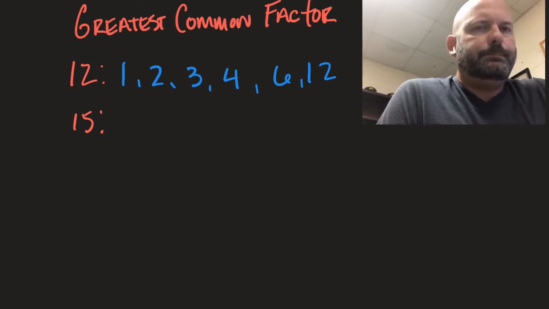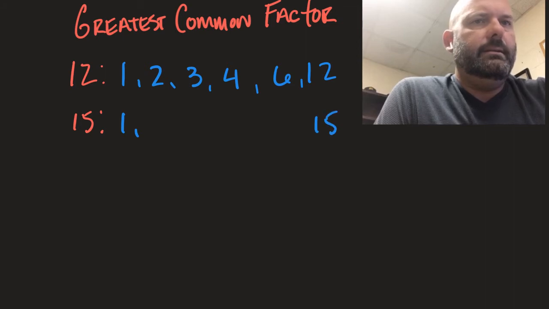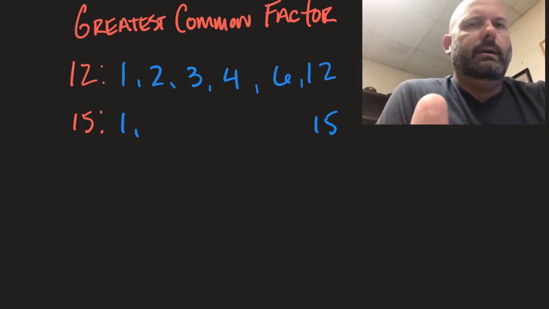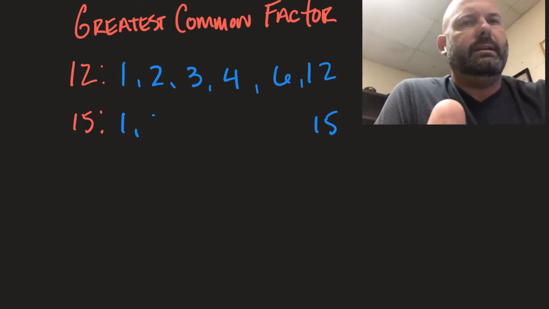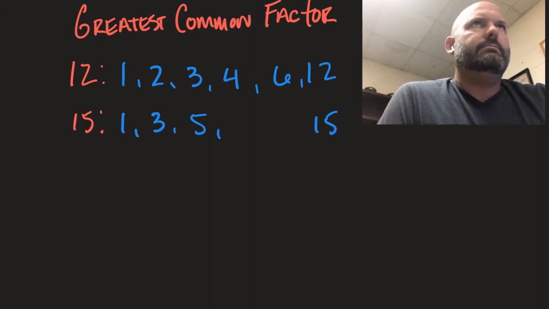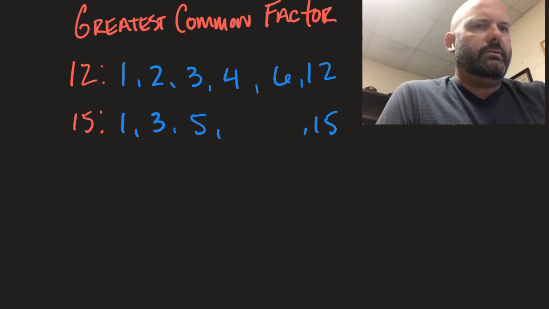So let's look at 15. Just do the same thing. 1 and 15. 2, no. Is 3 a factor of 15? Can we multiply something by 3 to get 15? We sure can, and that is 5. Anything else? 6, 7, 8, 9, 10, nope. So factors of 15 are 1, 3, 5, and 15.